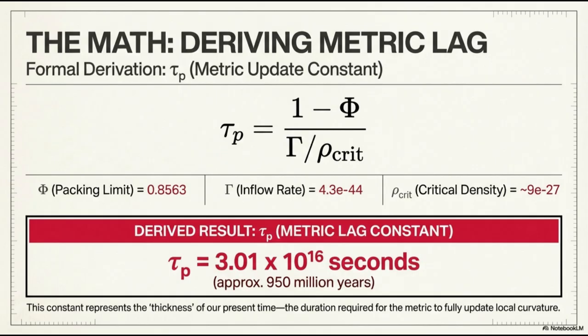Okay, wait. A refresh rate of almost 1 billion years? That sounds huge. Why doesn't my coffee cup lag when I move it? Well, because your coffee cup isn't the mass of 100 trillion suns and it's not moving at a fraction of the speed of light. This is a metric effect. It scales. For us, it's instantaneous. But for a galaxy cluster in a high-velocity collision, that lag becomes measurable.